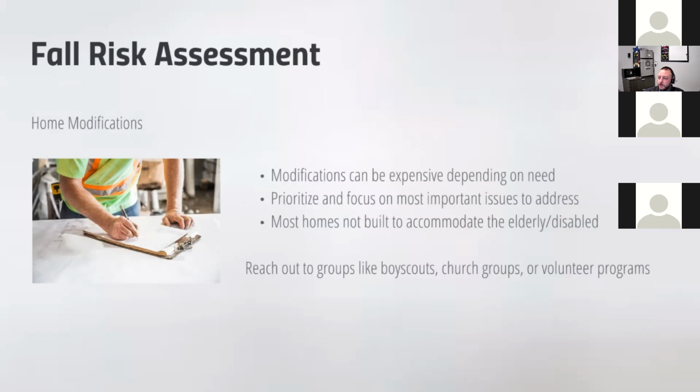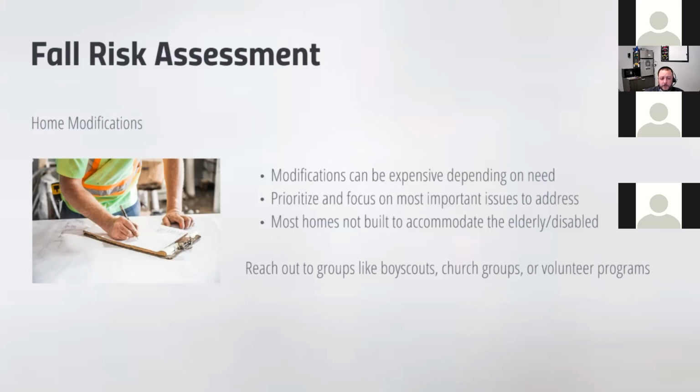When it comes to home modifications, that's going to be the most expensive and hardest thing to do. The modification depends on the patient's need. If somebody needs a ramp built, obviously that's going to be more expensive than just replacing a handrail, right? So we need to prioritize and focus on the most important issues, and maybe not push the more expensive things that are harder to do. We don't want to forget about them completely, but not focus all our time on something that may not happen.